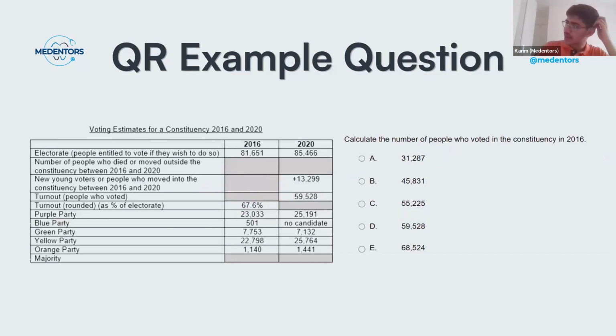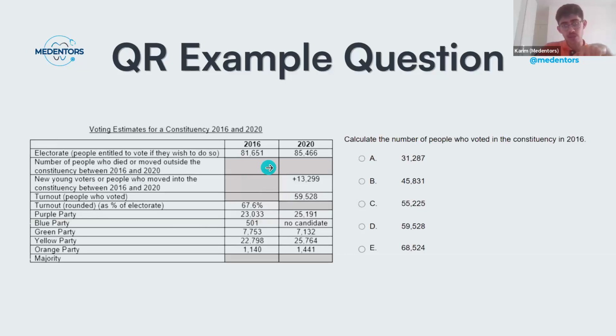So I'll repeat it again. The electorate is the number of people who wish to vote, so 81,651. It's asking how many people voted in the constituency. Not everyone is going to vote. The people who did show up were around 67%. So 81,000 times 67% is going to be around 55,000. The reason I know that is that if I round the 81,000 down to 80,000 and the 67% up to 70%, 70% of 80,000 is 56,000. The closest answer is that.